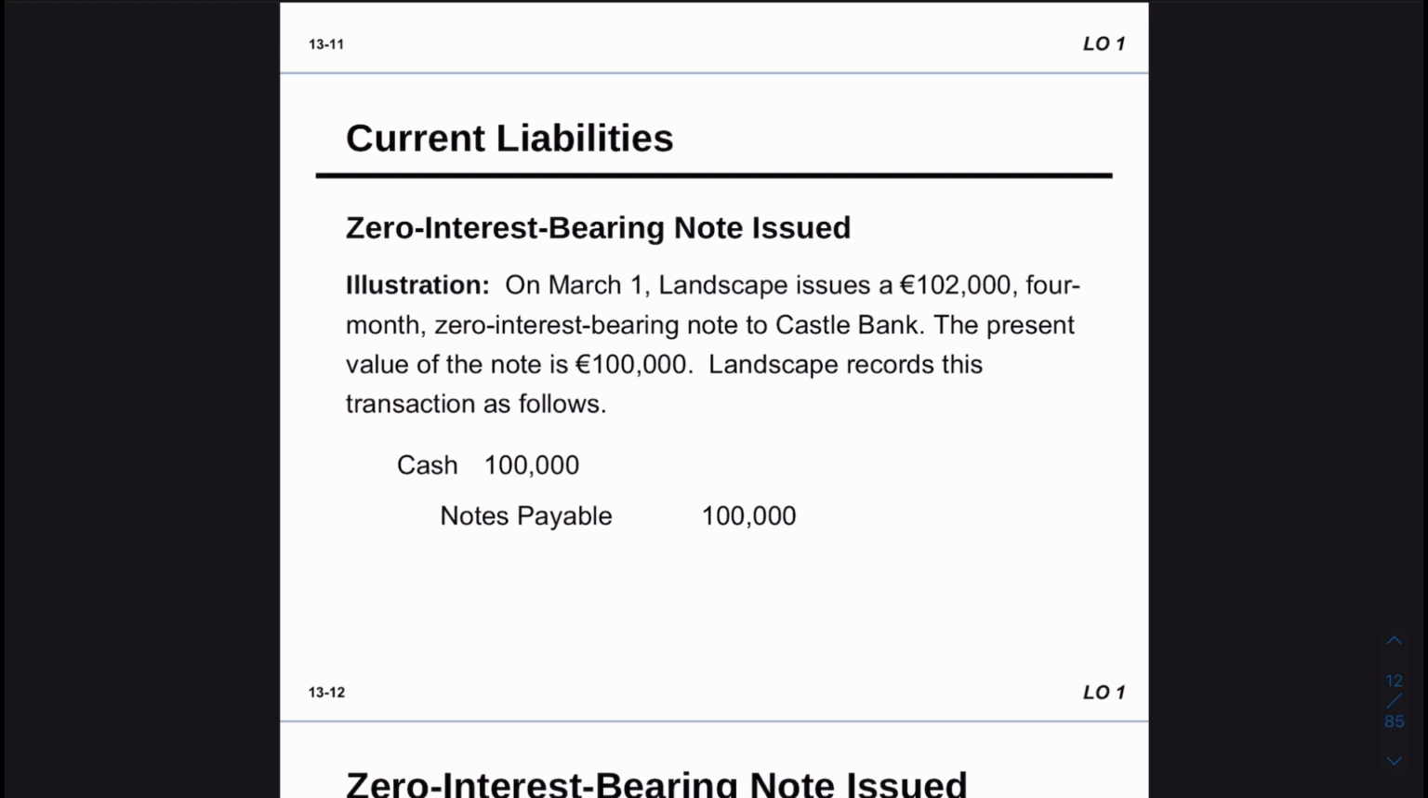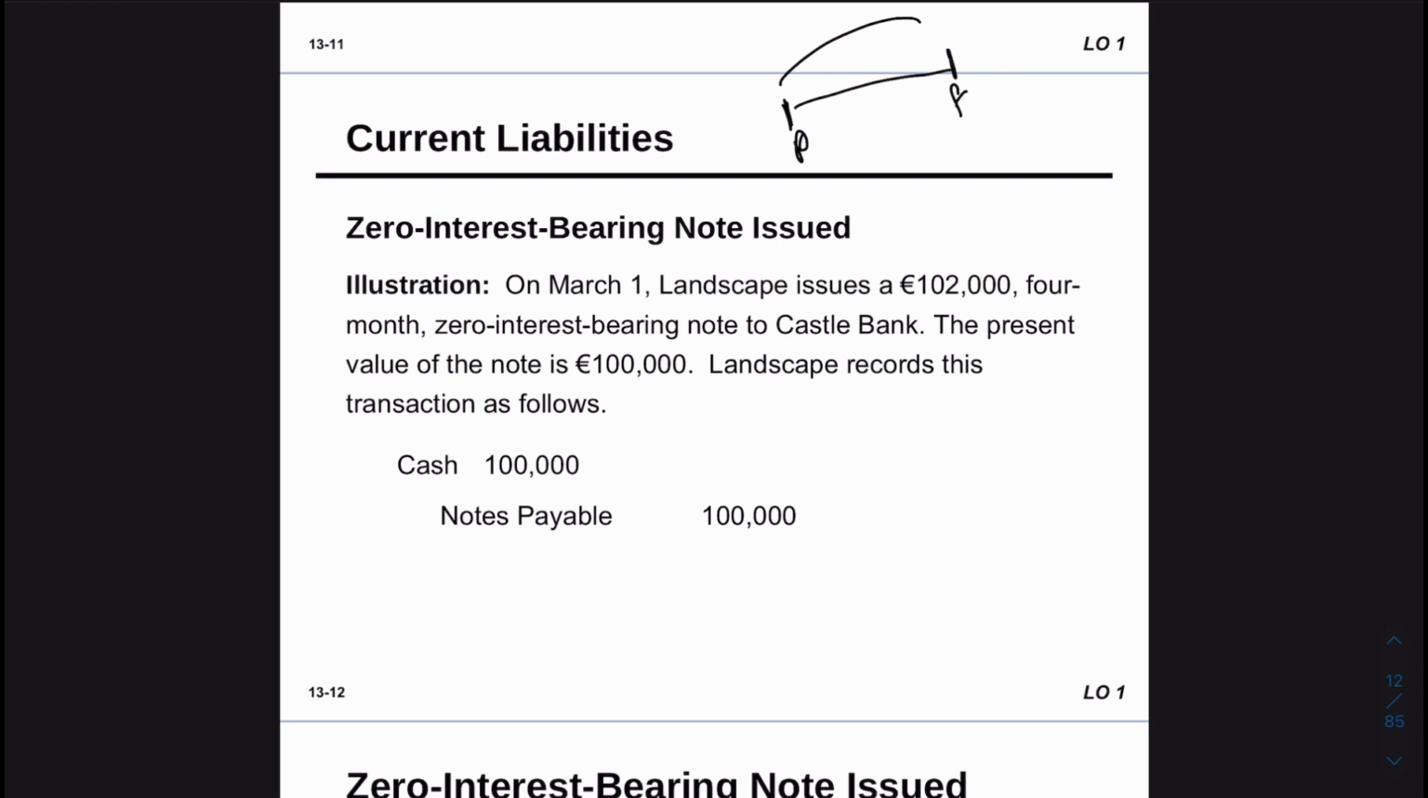And then we have another example for zero interest bearing notes. Just to give you a quick reminder, with zero interest bearing notes, today I will give you the present value of the notes, and in the future you'll pay me the fair value of the notes, which means I will give you the amount with a discount, and then in the future you will pay the amount at a premium. Okay, so on March 1, Landscape issued 102,000 4-month zero interest bearing notes to Castle Bank. The present value of the notes is 100,000, and now we have to record the receipt of that loan on March 1.